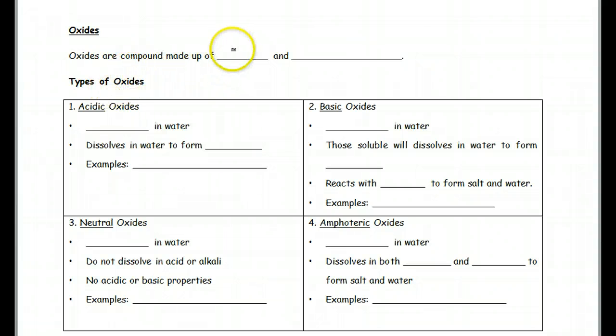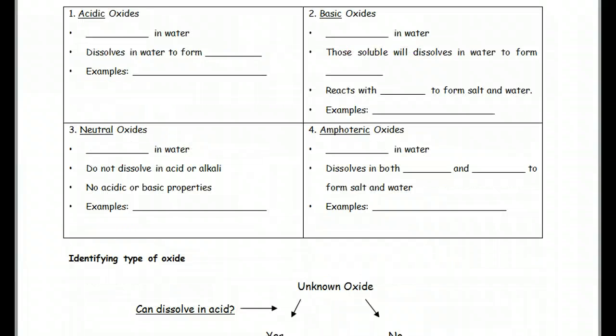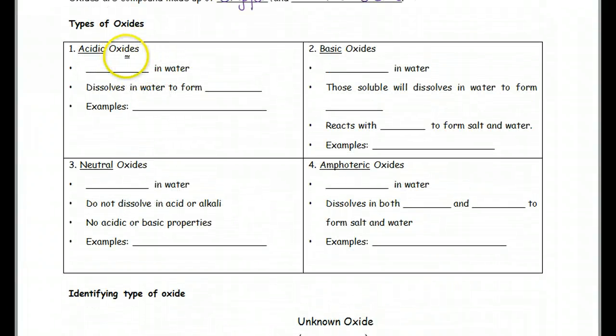So what are oxides? Oxides are actually compounds made out of oxygen and another element. Okay, so there are actually four main types of oxides. We have the acidic oxide, basic oxide, neutral oxide, and amphoteric oxides.